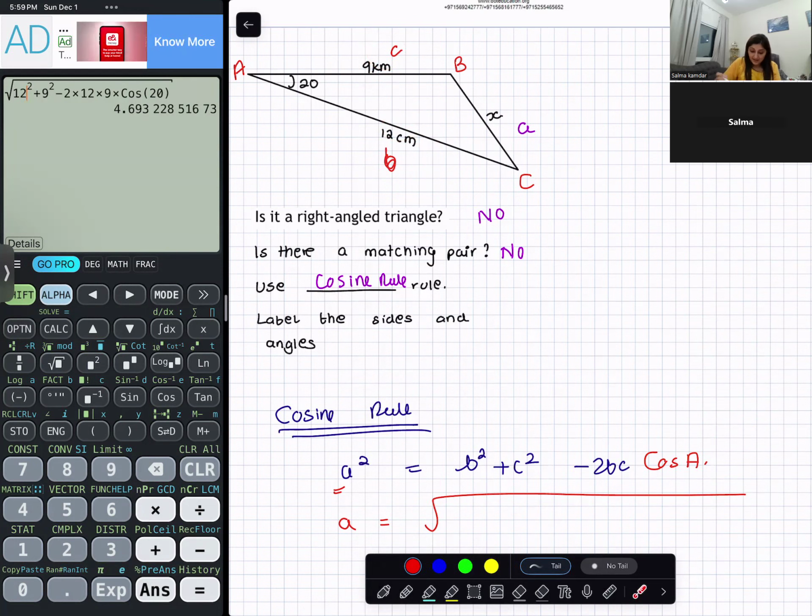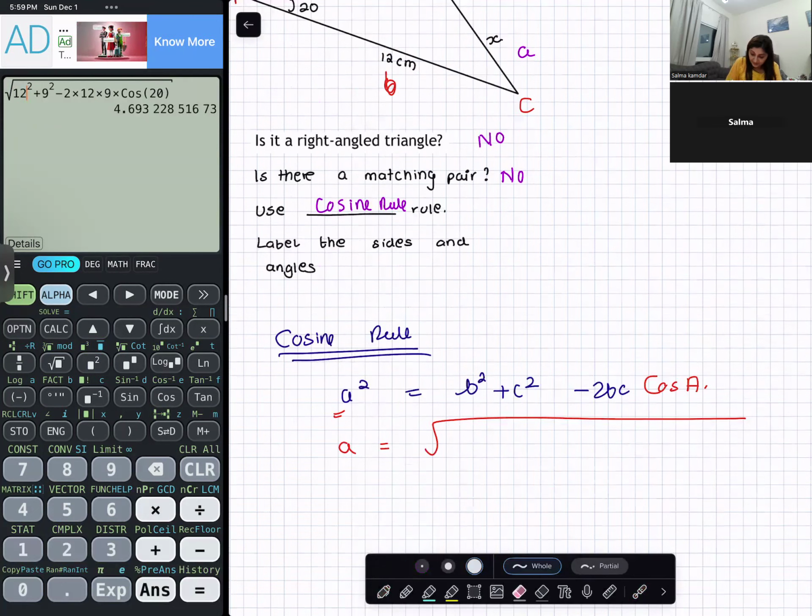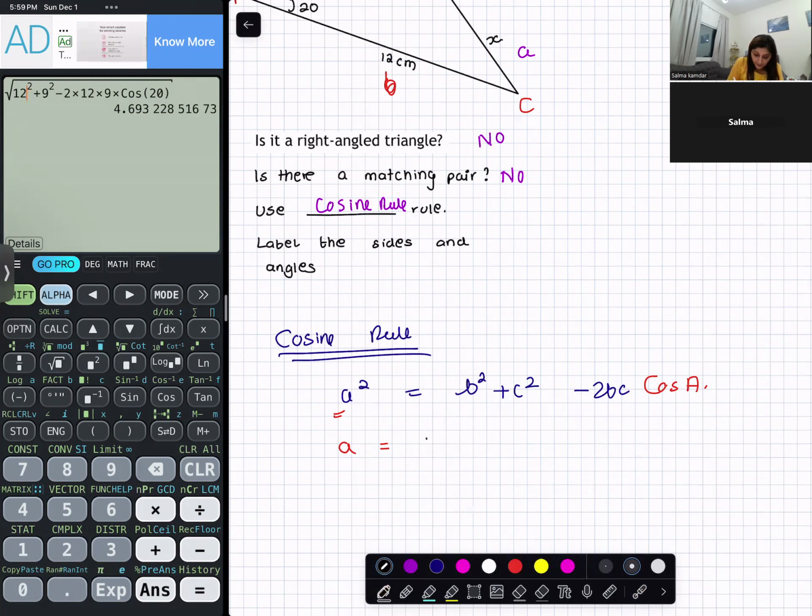So I'm getting my answer. I put everything on the calculator, and I got A is equal to 4.693. So my A was nothing but my X. So X is equal to 4.69 centimeters. Now just ensure that everything you put on the calculator, you even write it.